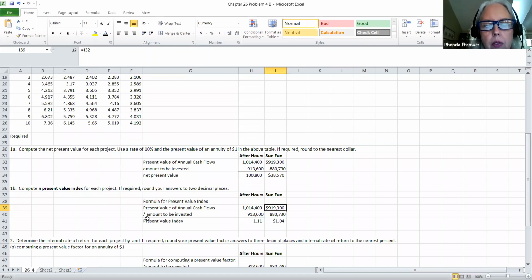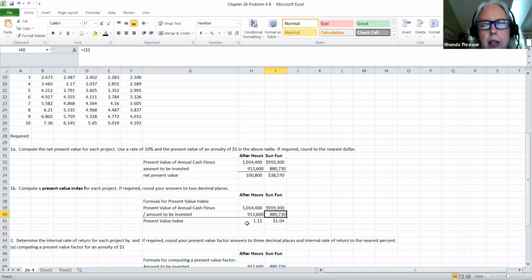We're going to divide this present value amount by the amount to be invested. This sign right here is a divide sign. For After Hours, it was 913,600. For Sun Fund, it was 880,730. So when you divide this into this, it will give you a present value index. The higher the present value index, the better off you're going to be. So the present value index for this company is $1.11.